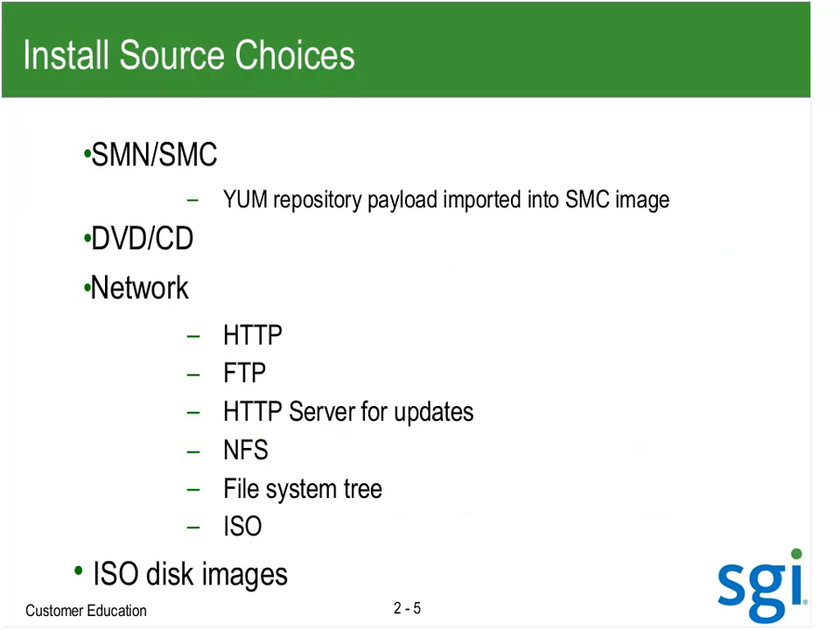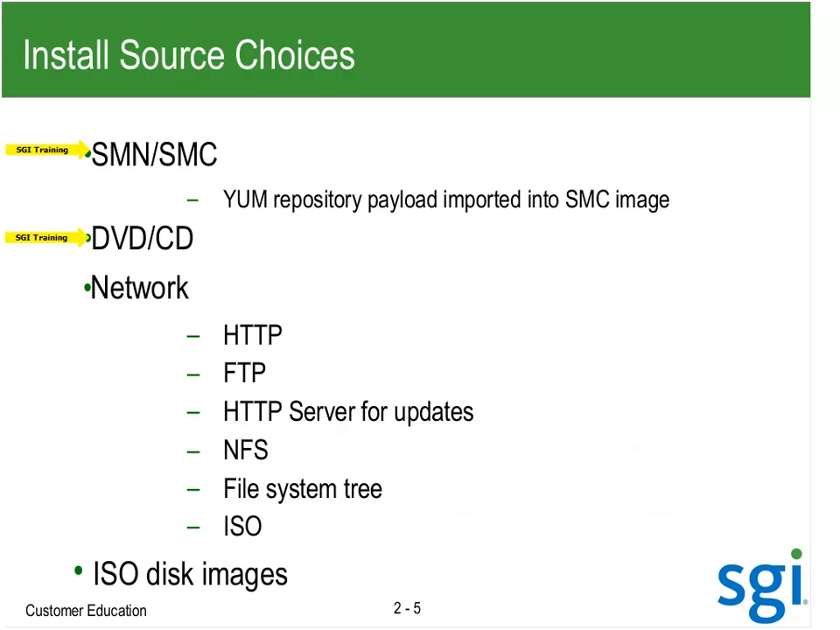I got to decide my install choices. If I have an SMN with SMC installed on it, I probably have my repository on the SMN. And it is a YUM repository, even though you might be using Zypper. Zypper can understand YUM repositories. Even on ICE, when we're using SLES, it's still a YUM repository. If I need to do updates, we update the repository on the SMN.